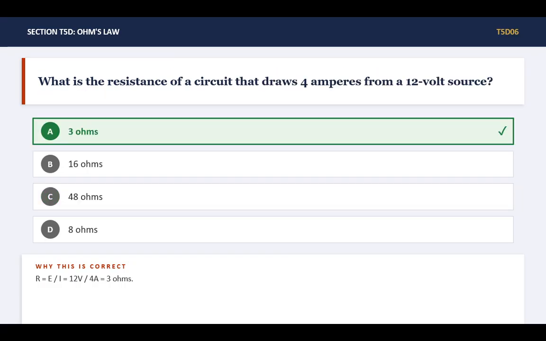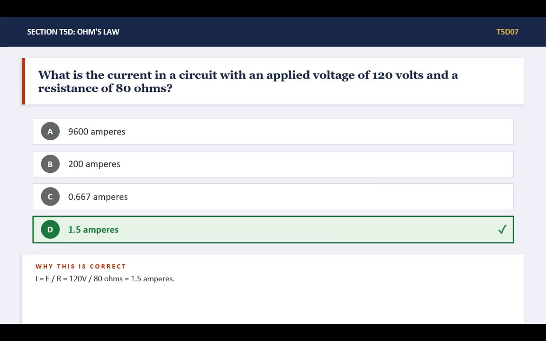What is the resistance of a circuit that draws 4 amperes from a 12-volt source? A, 3 ohms. And that formula is R equals E divided by I equals 12 volts divided by 4 amps equals 3 ohms. What is the current in a circuit with an applied voltage of 120 volts and a resistance of 80 ohms? D, 1.5 amperes. And that formula is I equals E divided by R equals 120 volts divided by 80 ohms equals 1.5 amps.